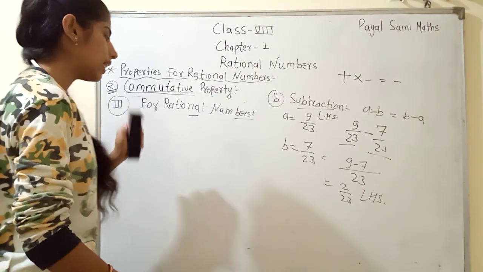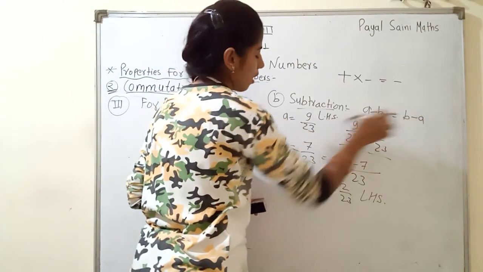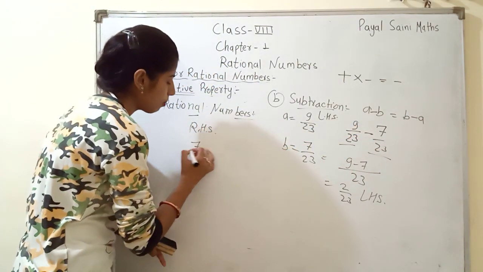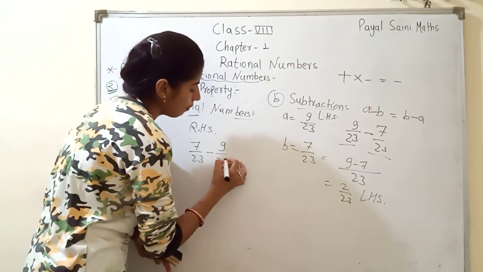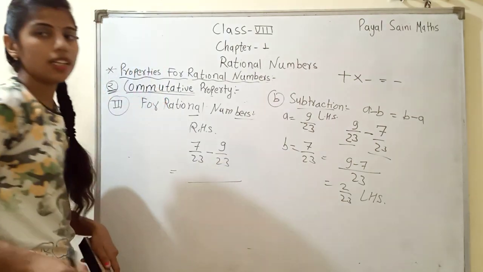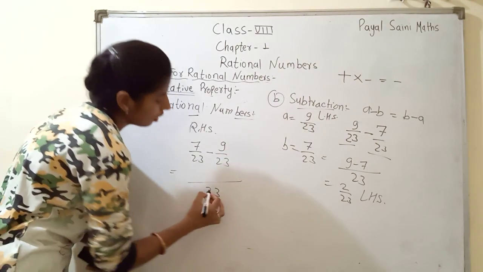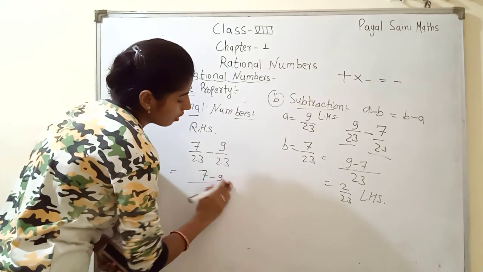Now we check the right hand side. On the right hand side you can see here b minus a. B value is 7 by 23 minus a value is 9 by 23. How do we solve? Very simple. We know that the denominators are the same. Write the denominator and simply subtract. Then 7 minus 9.